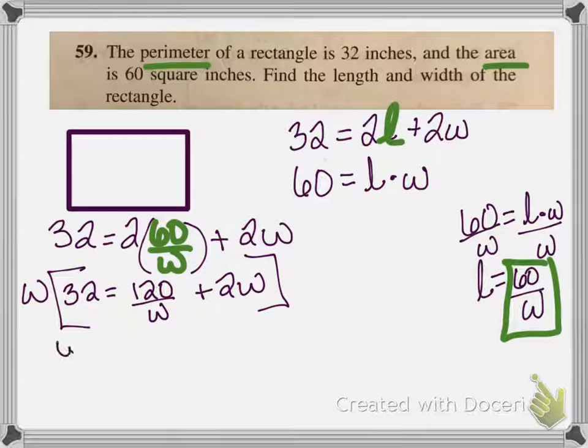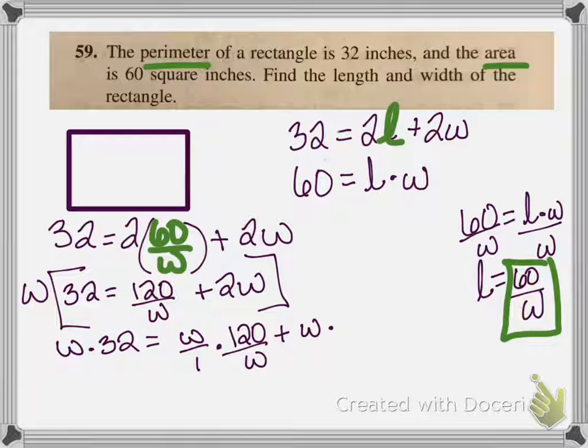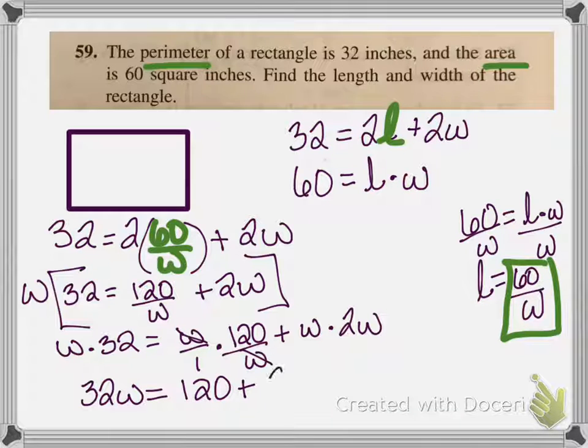So I get W times 32. Then I get W over 1 times 120 over W. Then I have W times 2W. And when I rewrite this, I end up with 32W equals 120 plus 2W squared.